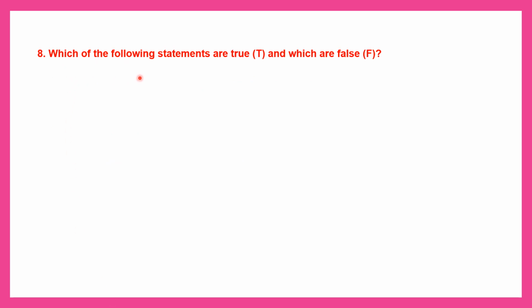Next one, which of the following statements are true? So you can put a T if it is true, and which are false, you can put an F if it is false. The first one, 0 is the smallest natural number. Now remember children, natural numbers are numbers that start from 1. So 0 is the smallest natural number is a false statement. So let's write an F there. F stands for false.